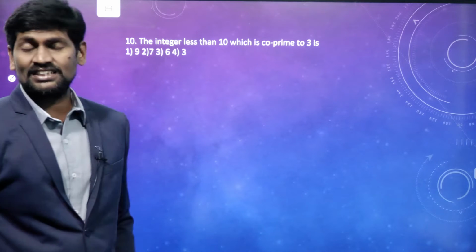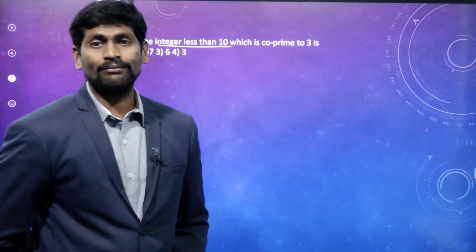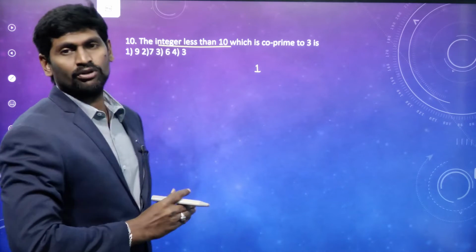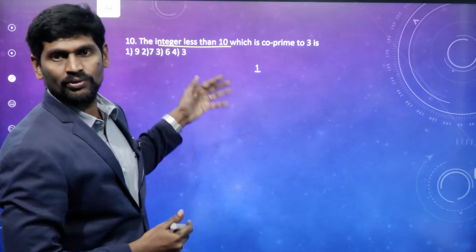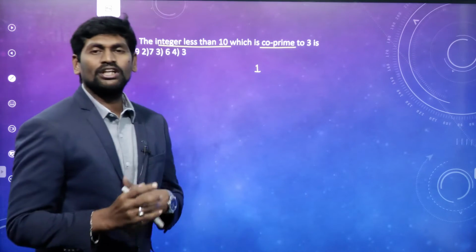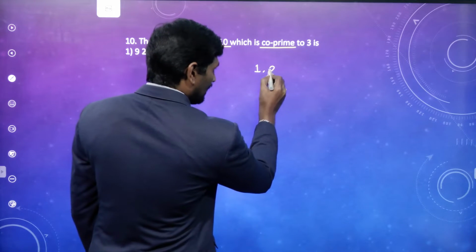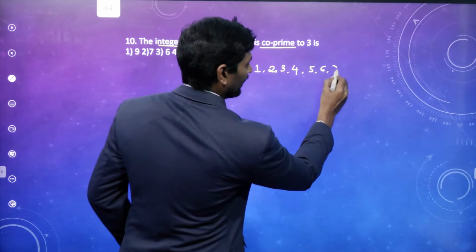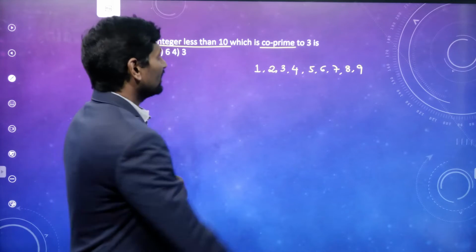Right, the integers less than 10 which are co-prime to 3. Now let us check. Integers less than 10 means there are an infinite number of integers less than 10, because we can take 0, minus 1, minus 2, minus 3. Negative integers also we have, but while checking for co-primes, we need to use only positive numbers. So the numbers less than 10, that means up to 9, which are co-prime to 3.